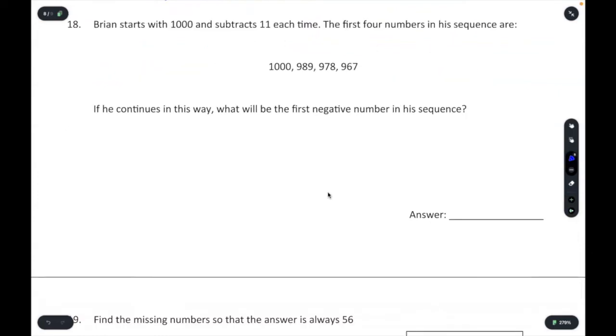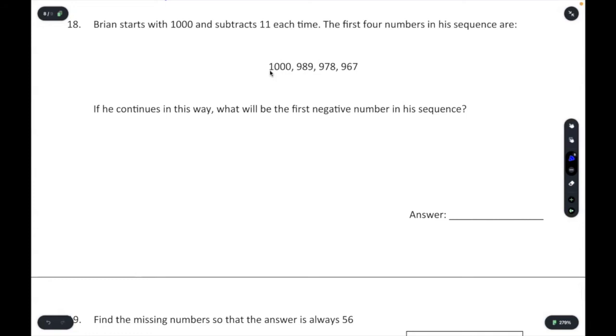Brian starts with 1000 and subtracts 11 each time. The first 4 numbers in his sequence are 1000, 989, 978, 967. So this is a sequence which has decreasing numbers in the sequence. We're taking away 11 every time. If he continues in this way, what will be the first negative number in his sequence?